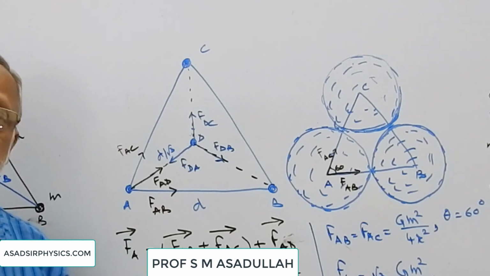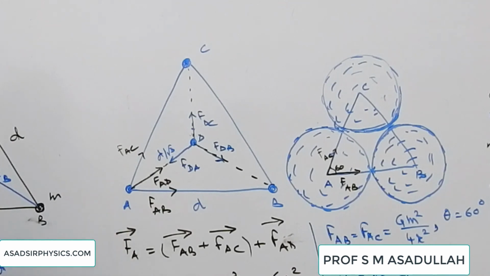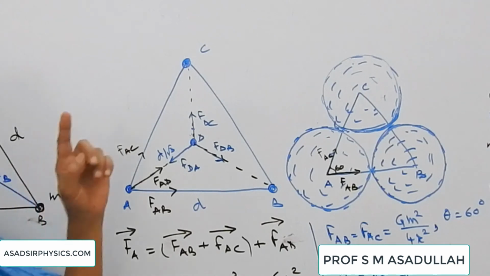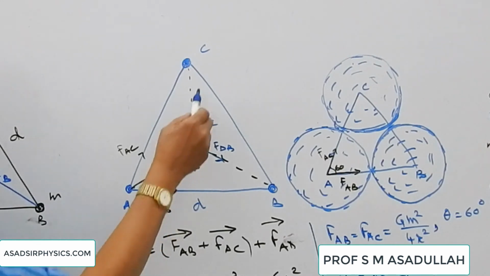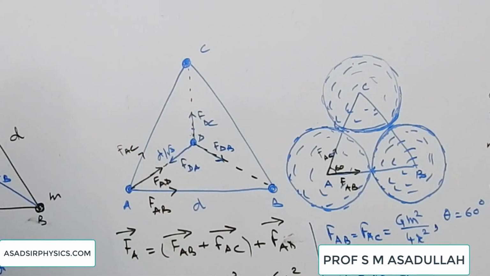Now let us consider the body D, which is at the centroid. From the diagram you can see that FDA is along towards A, and similarly FDB, FDC. All these three forces are equal and symmetrically directed. Therefore the resultant force on D, FD, is equal to how much? You may remember that I have told you, if there are three forces directed like this at 120 degrees, the resultant R is equal to 0. So here FD is equal to 0.